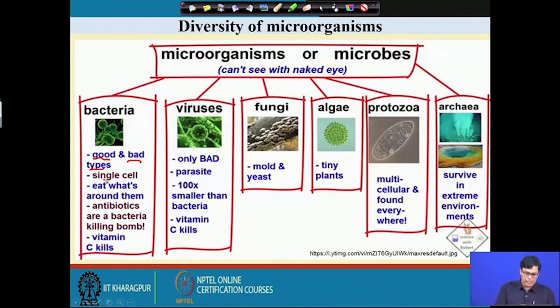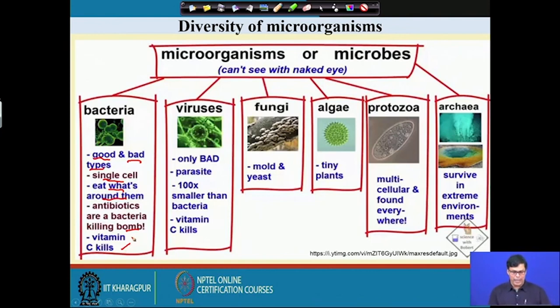Now they are single cell and eat what is around them, and antibiotics are a bacteria-killing boom, because different types of antibiotics can kill the bacteria, and vitamin C also kills the bacteria. These are the different characteristics of the bacteria that we have.